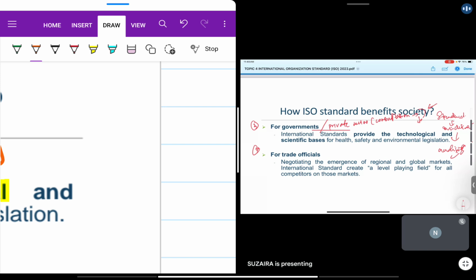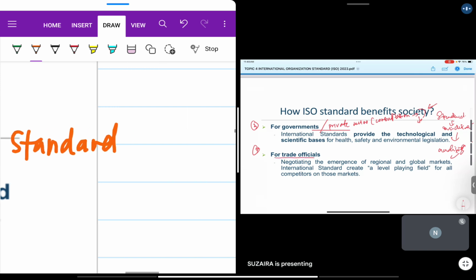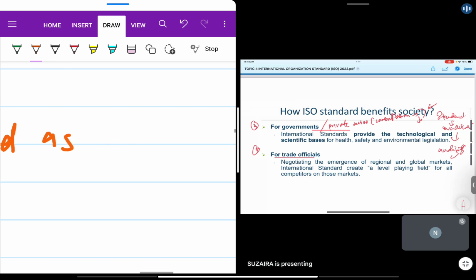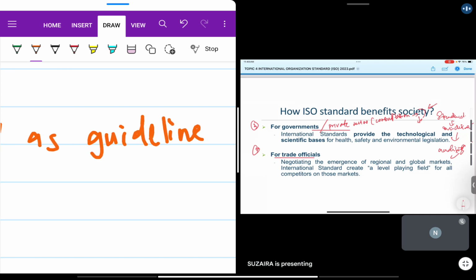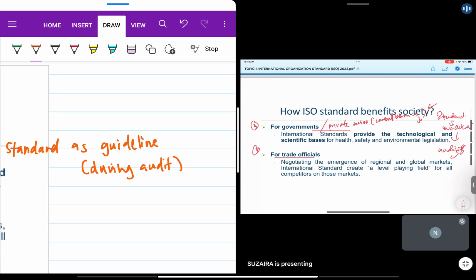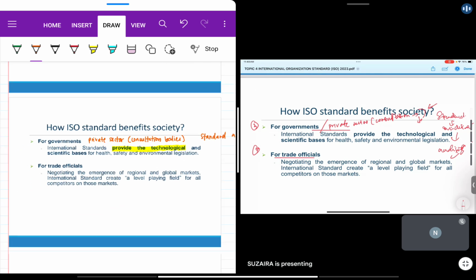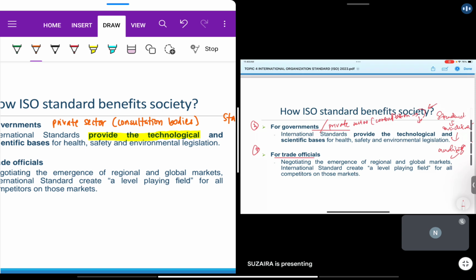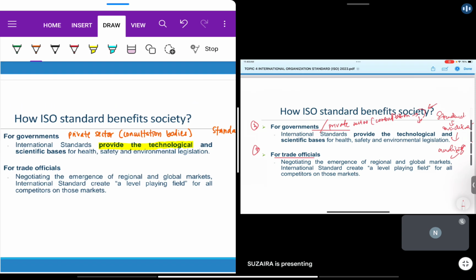Auditing process. Okay. And the last one, number 4, is in terms of the trade official. Whenever you talk about trade official, it is more towards that because we actually refer to a similar standard, so it's easier for us to do trade. Like if we want to export our product to Indonesia or Thailand, or they want to send their product to Malaysia, they just need to comply with the requirements.